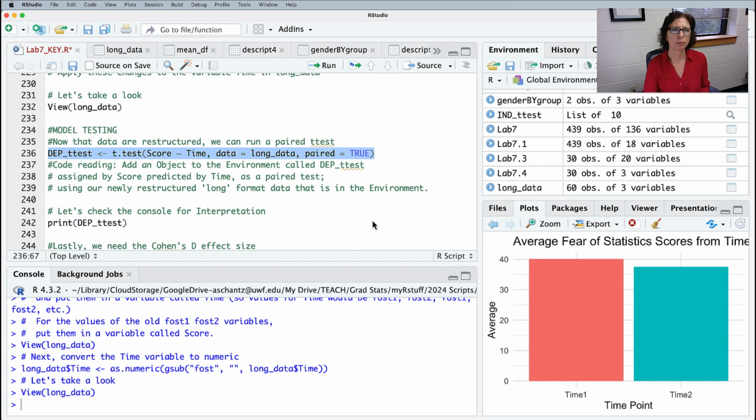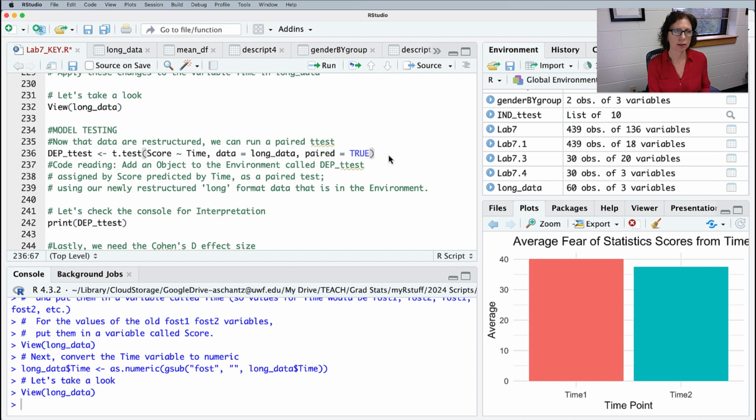So similar to what we did before in the independent t-test, we're going to assign an object in the environment, and we're going to call it DEP_t-test, assigned by the function of t.test onto score predicted by time. In other words, is there a difference in score based on the time 1 measurement or the time 2 measurement? The data being used are the long data that we put in there, and here we got to let R know that this is a paired samples test.